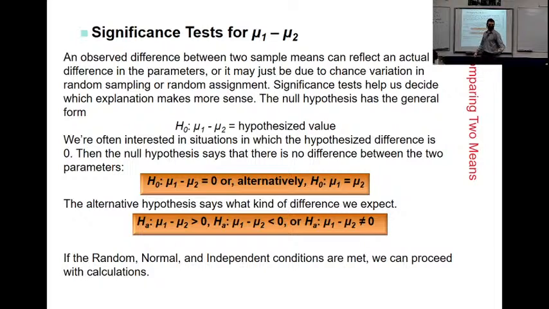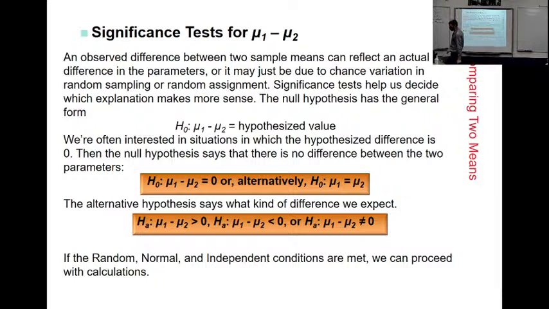Remember that if it's easier for you, you can also state these as mu1 equals mu2, and then our alternative, mu1 is greater than mu2, mu1 is less than mu2, or mu1 is not equal to mu2. And if that is easier for you to make sure you're stating your null and alternative correctly, then feel free to do it that way. But then your formula should be in terms of the mean difference.